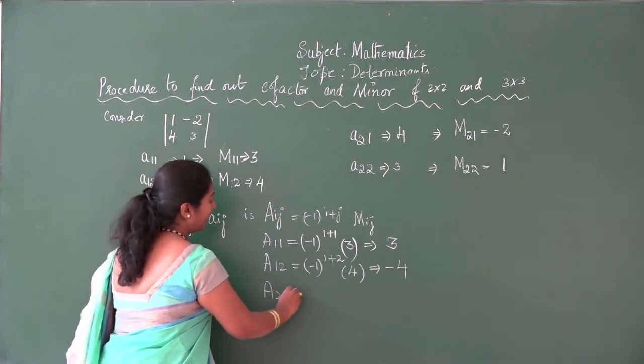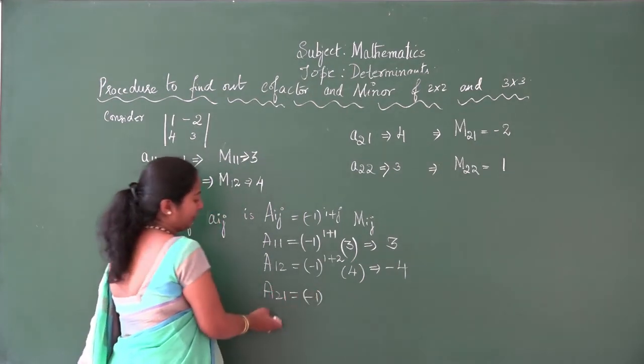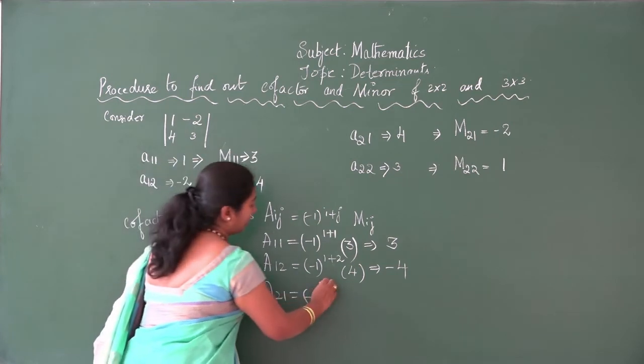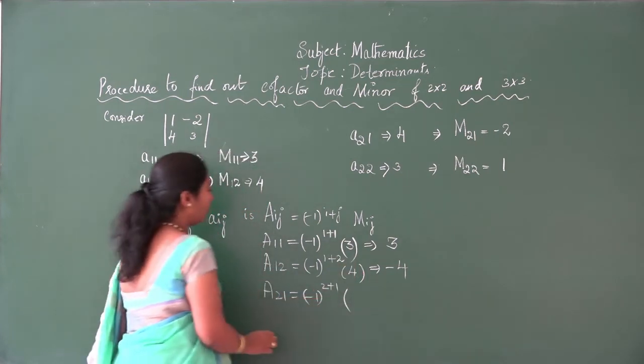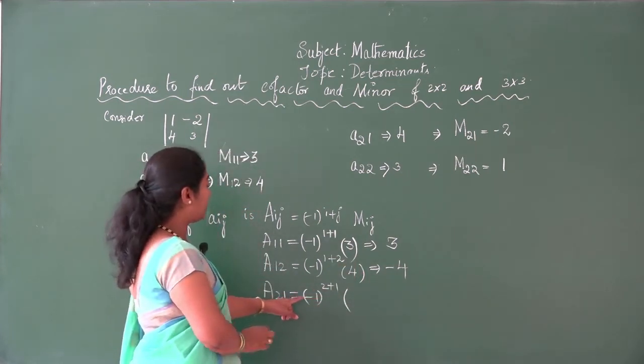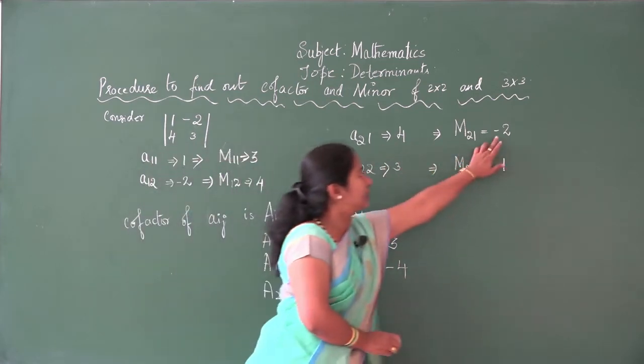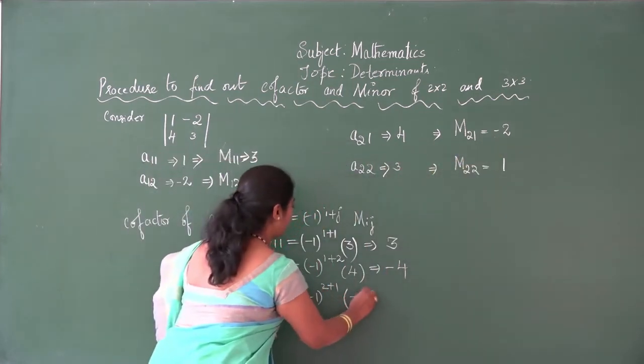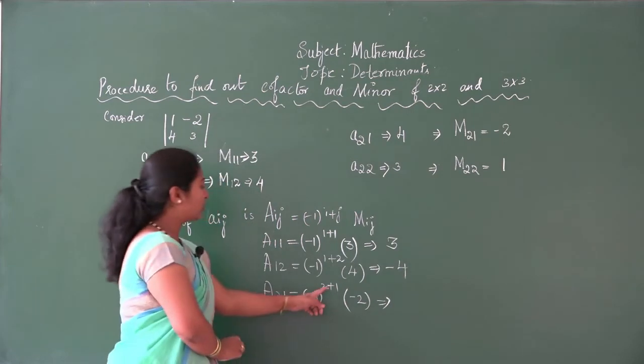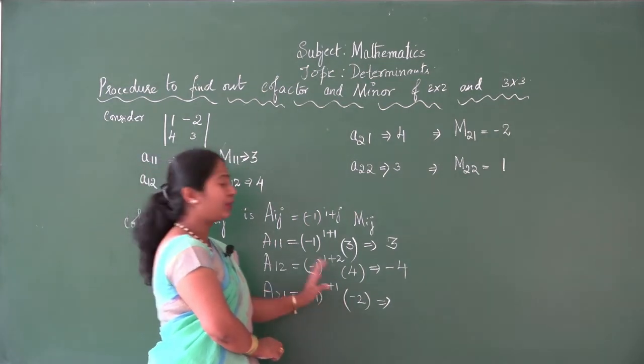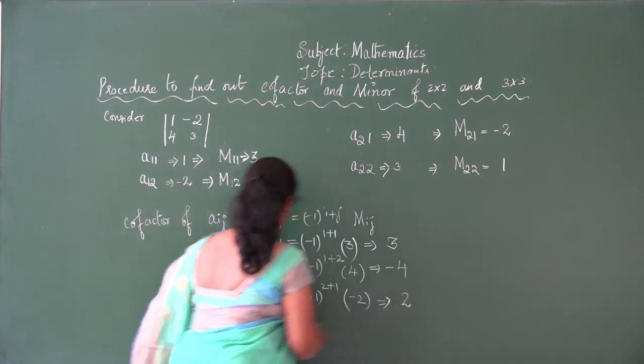Similarly, A21. Minus 1 to the power, second row, first column, that is 2 plus 1 into, what is the minor element of A21? That is nothing but minus 2. Implies minus 1 whole cube is minus 1. Minus 1 into minus 2 will be plus 2.